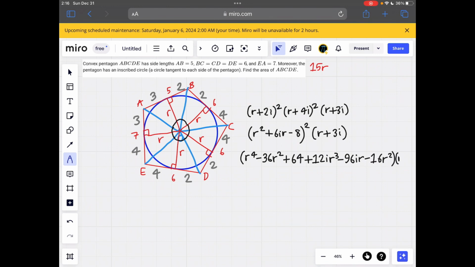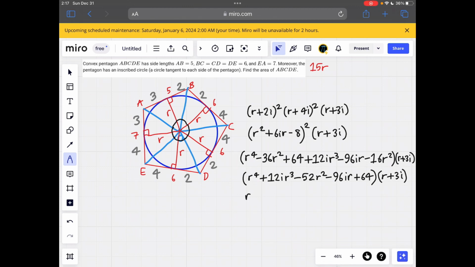And we have to multiply that by r plus 3i. We have r to the 4th plus 12ir cubed. How many times does r squared appear? Well, it appears minus 52 times, because minus 16 minus 36. Minus 52r squared. And then ir only appears once, minus 96. Plus 64. We have to multiply this by r plus 3i. Let's see what we get.